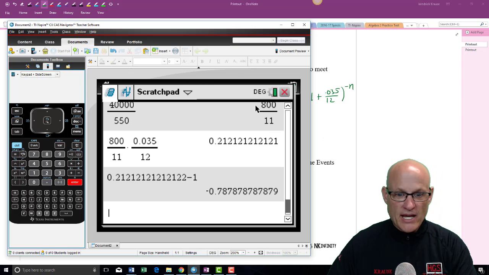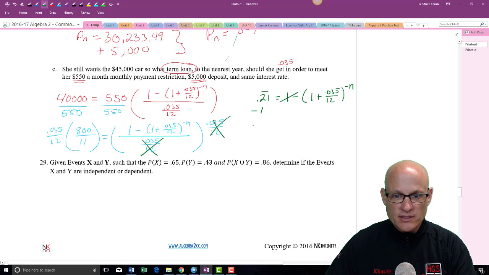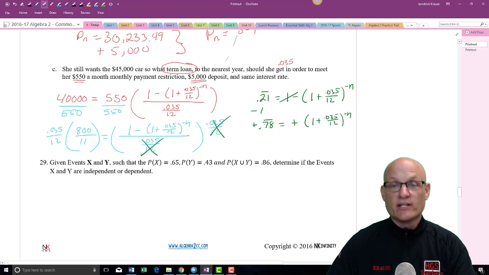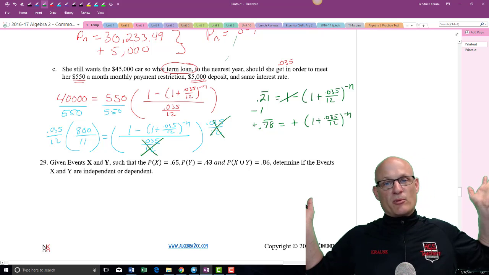And I get negative 0.78 repeating. Negative 0.78 repeating is equal to negative 1 plus 0.035 over 12 to the negative n. But since they're both negative, I don't need those. All right, kids, now the moment of truth.